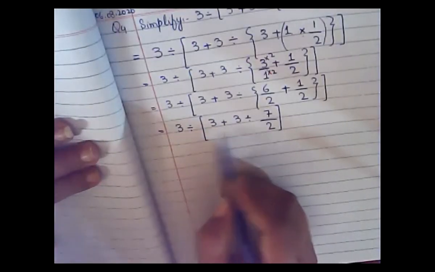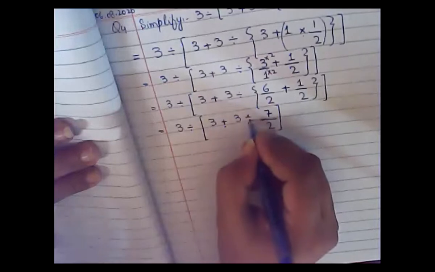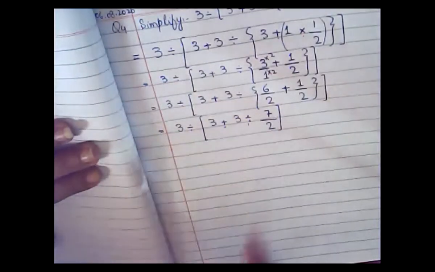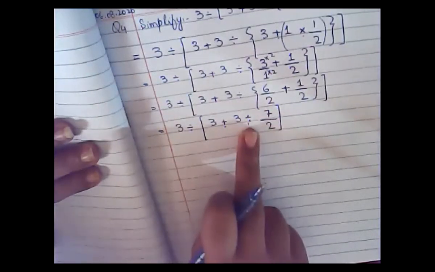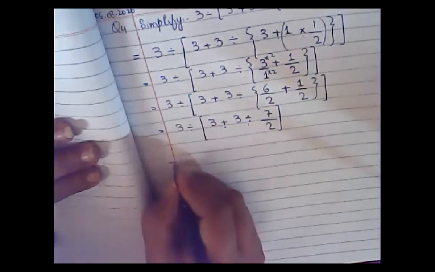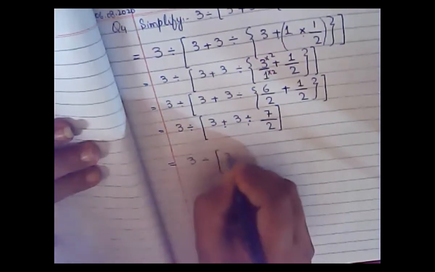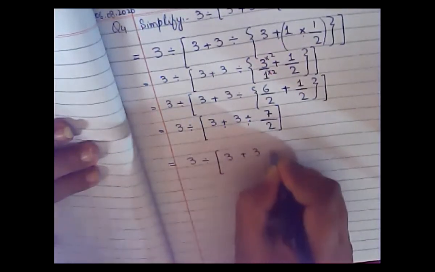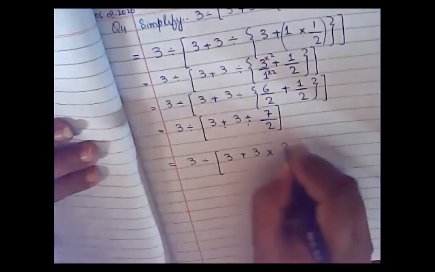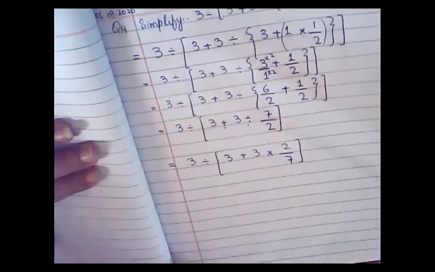Now move on to this step. Here you have inside the bracket addition and division. You know we have to solve this division first, and for division, you will make the reciprocal of 7 upon 2 by converting the sign of division into sign of multiplication. So in the next step I'm going to write 3 divided by 3 plus 3 multiply by 2 upon 7 and then my square bracket.